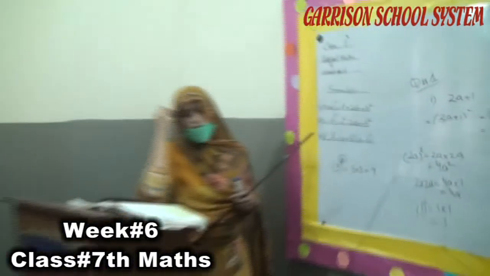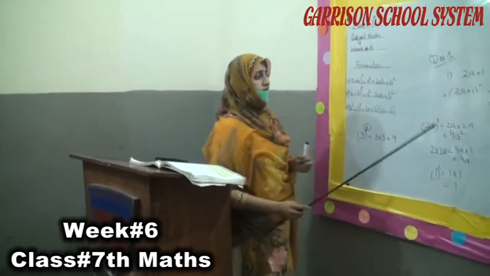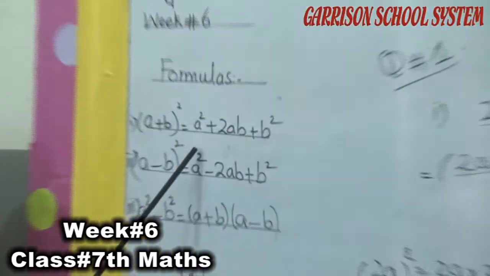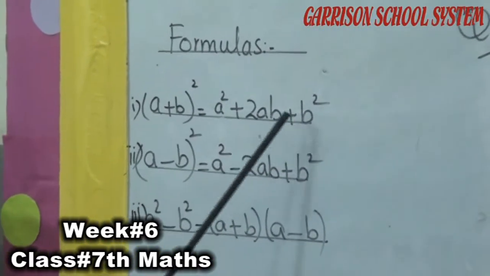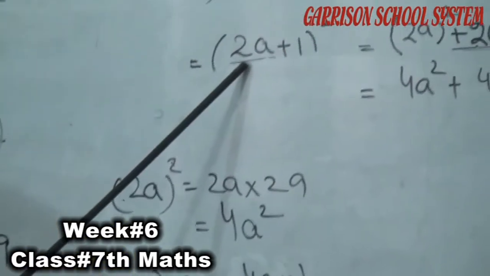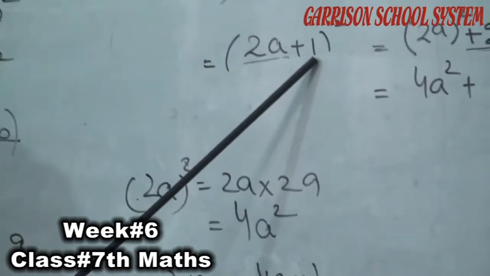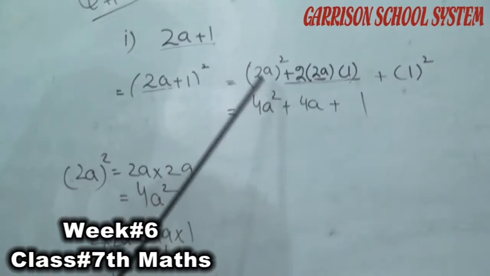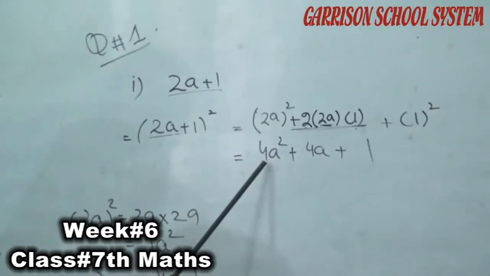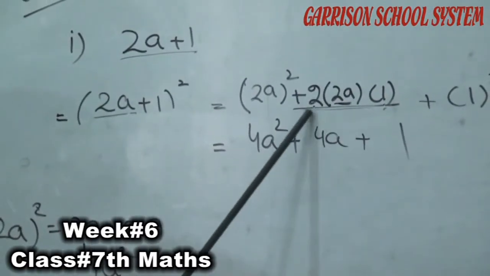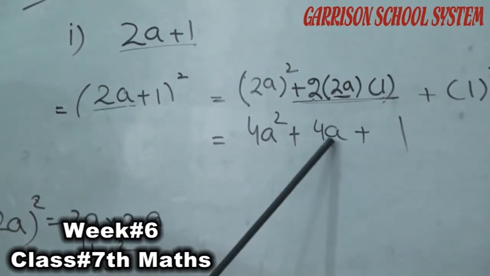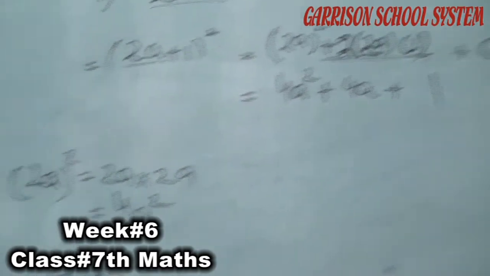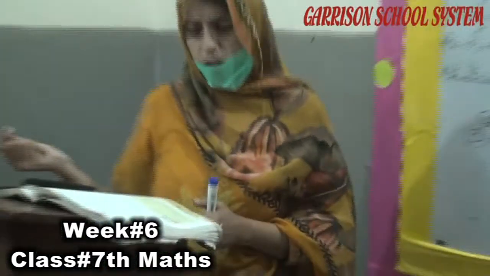And the remaining two parts we have also solved by using this formula. Formula number 1: a plus b whole square is equal to a square plus 2ab plus b square. This I have taken as a and 1 has taken as b. So a square plus 2ab plus b square, and when we open this, 2a square will become 4a square. These three terms will multiply together, it will produce 4a, and 1 square is equal to 1. The remaining two parts are also solved by using this formula.